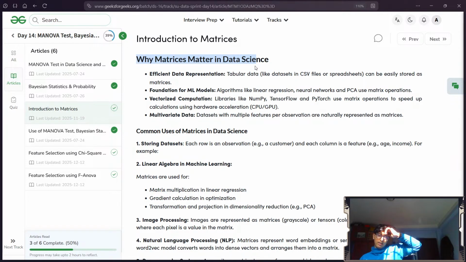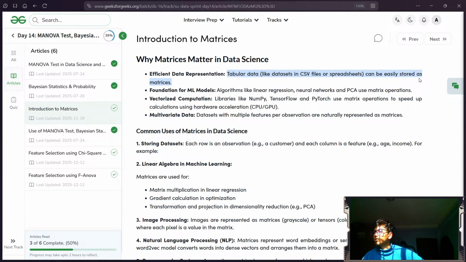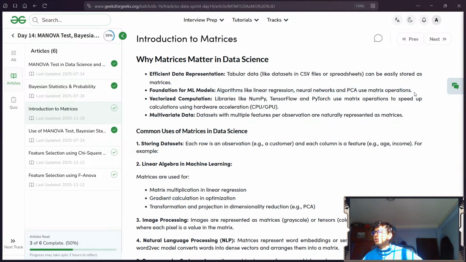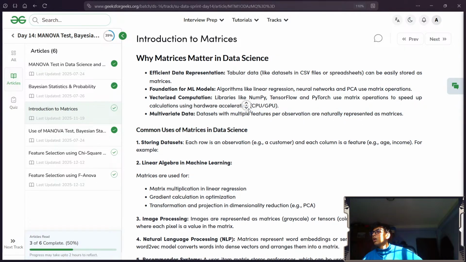Okay, then why does a matrix matter in data science? Efficient data representation: tabular data like datasets in CSV files or spreadsheets can be easily stored as matrices. Foundation for ML models: algorithms like linear regression, neural networks, and PCA use matrices. Operations and vectorized computation: libraries like NumPy, TensorFlow, and PyTorch use matrix operations to speed up calculations using hardware acceleration. Datasets with multiple features per observation are naturally represented as matrices.